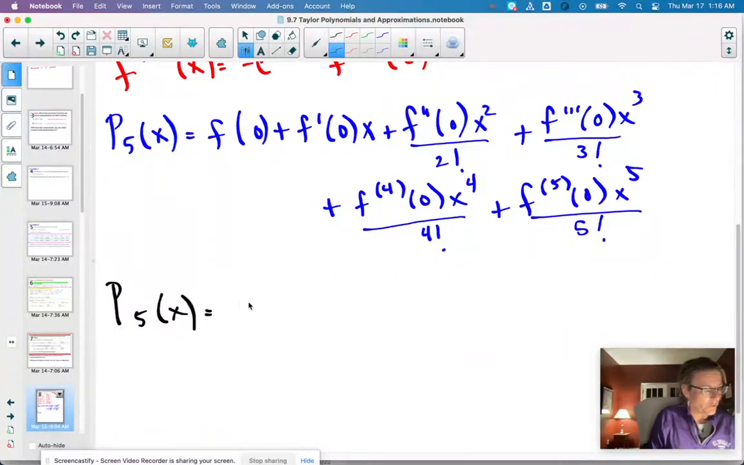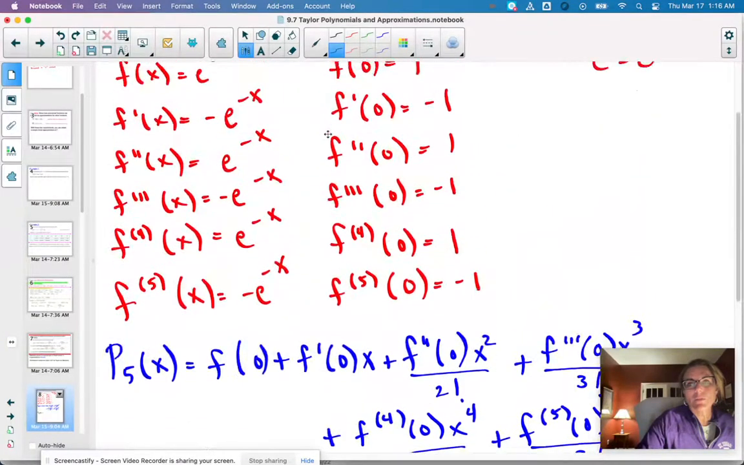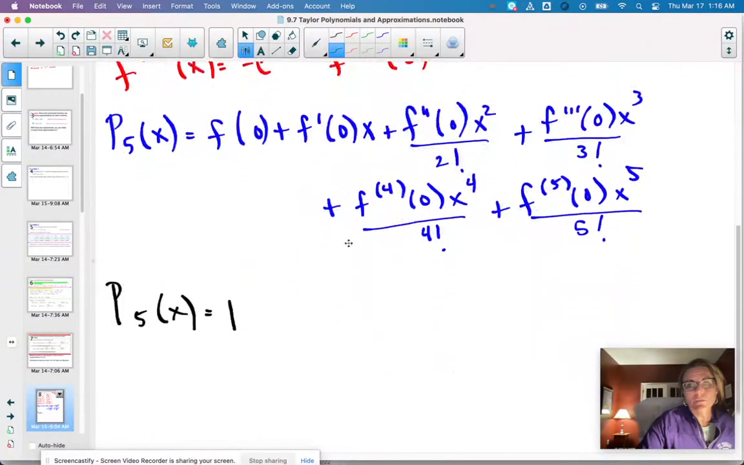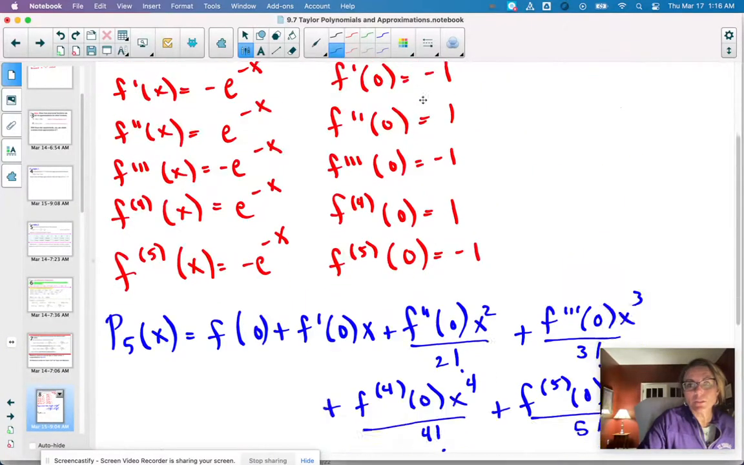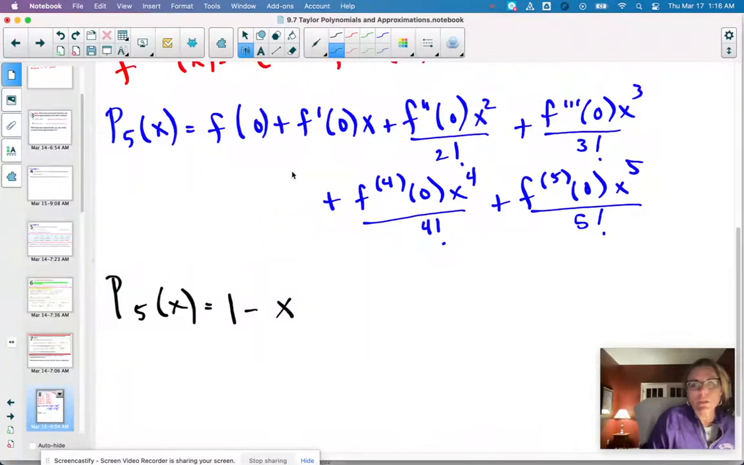We know the value of the function at 0 is 1. The value of the derivative at 0 is -1. So that's just going to be negative x. And here, the value of the second derivative at 0 is 1. So that's just going to be plus 1x squared over 2, because 2 factorial is just 2. But I'm thinking, it doesn't make us simplify that. So I'm going to just leave it like that.